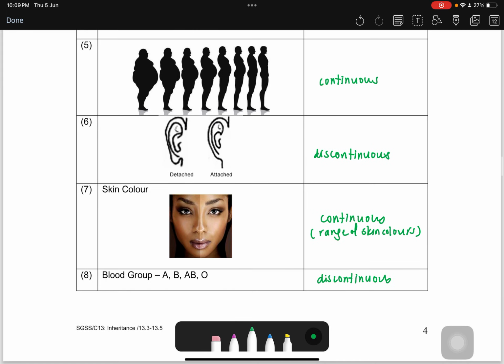And that's it for 13.4 on variation. In my last video, we will be discussing mutation and how that affects our genetic makeup and how it affects our phenotype as well when there's a change in our genetic material.